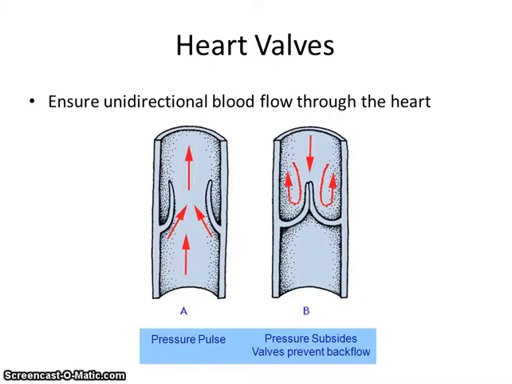Okay. So why do we have valves? Valves ensure unidirectional blood flow. They keep blood flowing forwards. They prevent backflow. Super important to have valves so that we have things going the proper way. Otherwise, the heart wouldn't be very efficient at all.